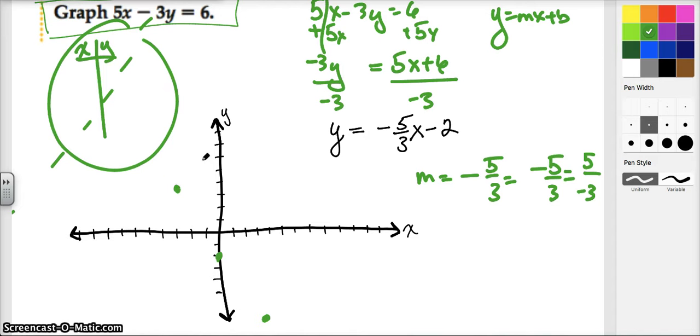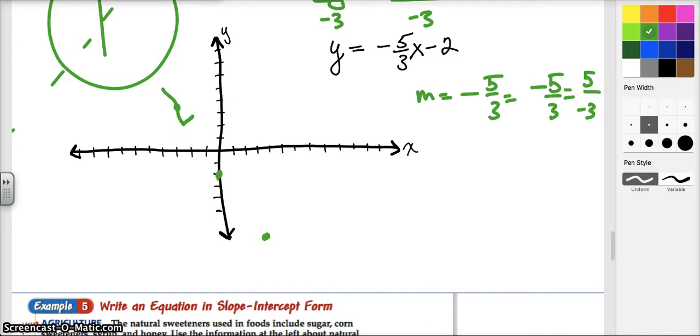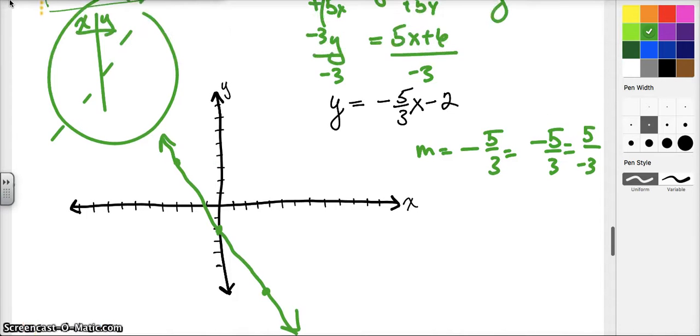Try again. I'm always going to have collinear points as long as I do that correctly. Ooh, today's a bad day. I'm going to do it without you guys seeing. Whew, there we go. So that's our linear equation.